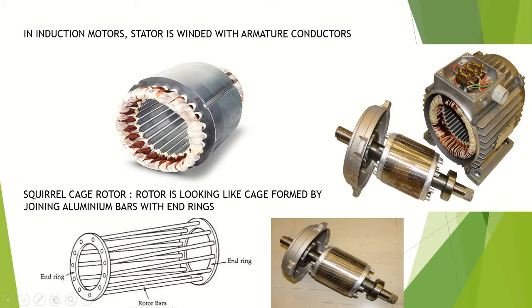So this is the stator structure of the induction motor. Windings are placed into this, and this is the rotor structure. These aluminum bars are shorted with the end rings. This is the rotor structure. This is the stator and rotor.